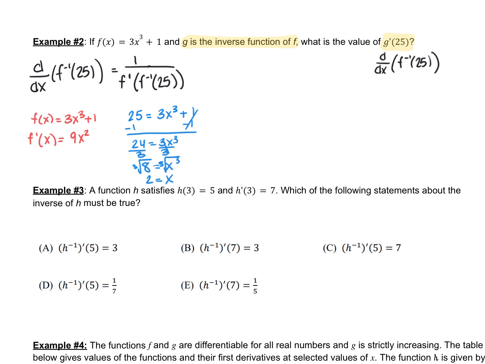So we're almost there now. We can fill in this information: 1 over f prime of 2. Because this work here, this inverse, gives me that. So that's why I put that in here. And now I want 1 over f prime of 2. So I'm going to go back here, and I'm going to put 2 in for my derivative. So 9 times 2 squared. 2 squared is 4, and 9 times 4 is 36. So the final answer here is 1 over 36. And that's it.